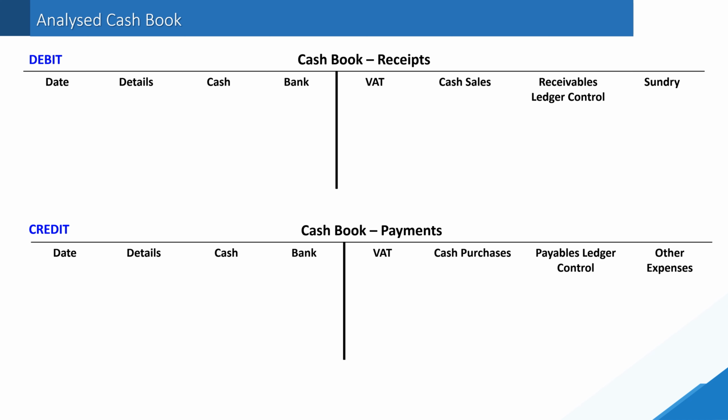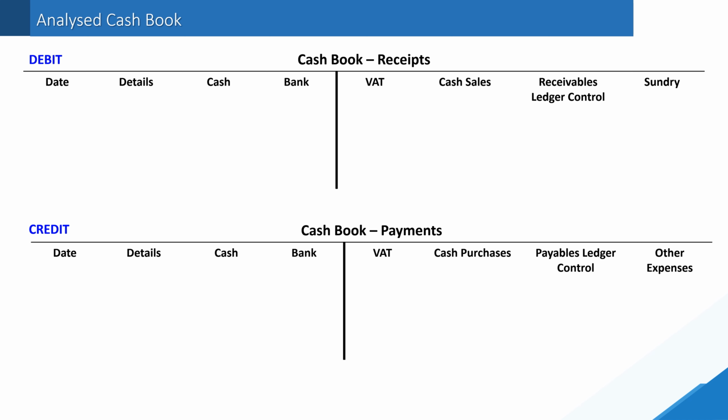If we look at the second table, we're now looking at what the credit side of the cash book looks like in terms of being analysed, and this is the cash book payments. Just as before, we have details of our date, details, cash and bank, and this represents money out of our business. But again, what we're trying to do is understand where that money is going to.